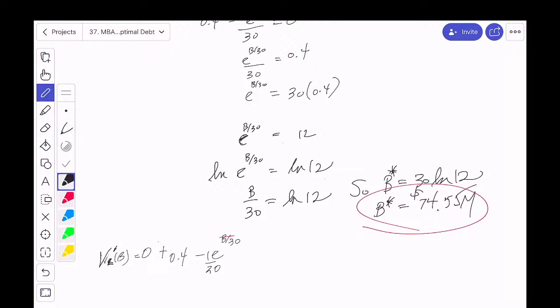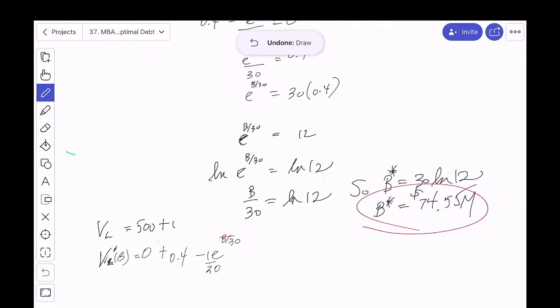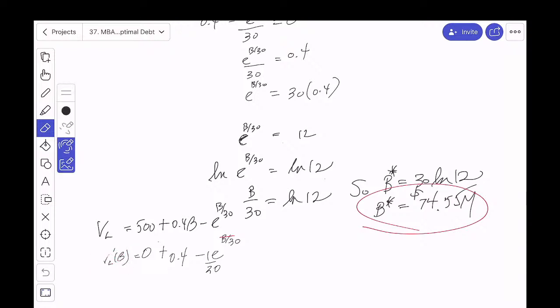So what we had was the function for the value of the firm was 500 million. Well, I left out the millions. I converted it all to millions. So 500 plus 0.4b minus e^(b/30). And then we took the first derivative and wrote V_L prime. And the first value becomes a 0. This becomes just the slope 0.4, and this becomes itself times its constant.